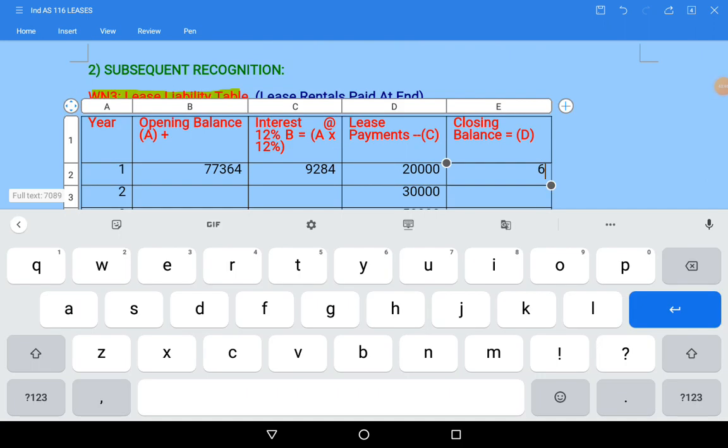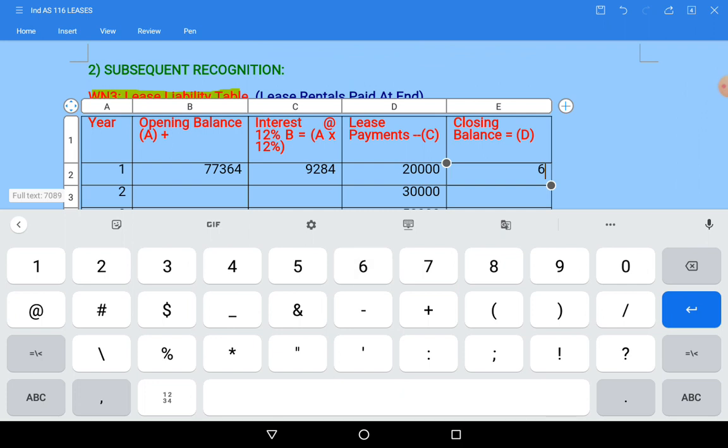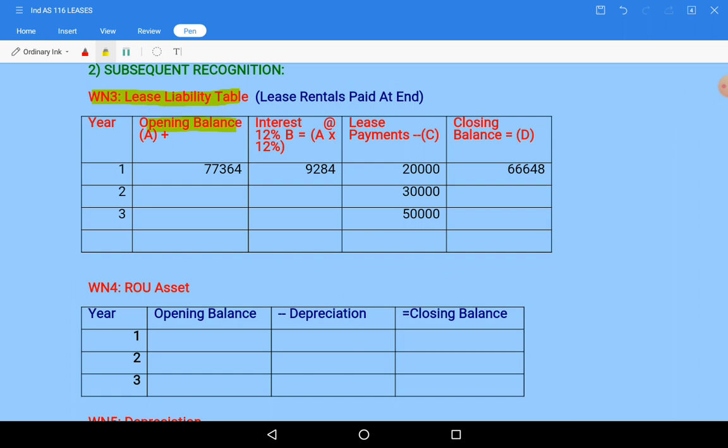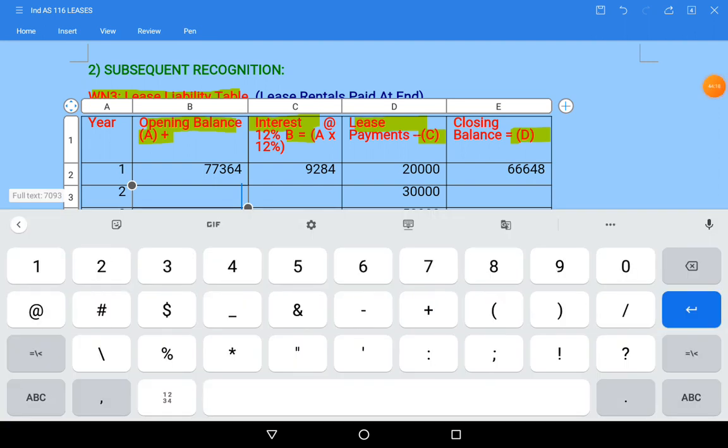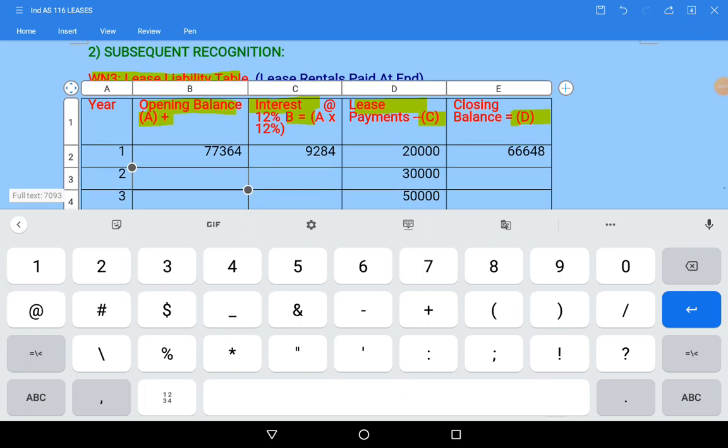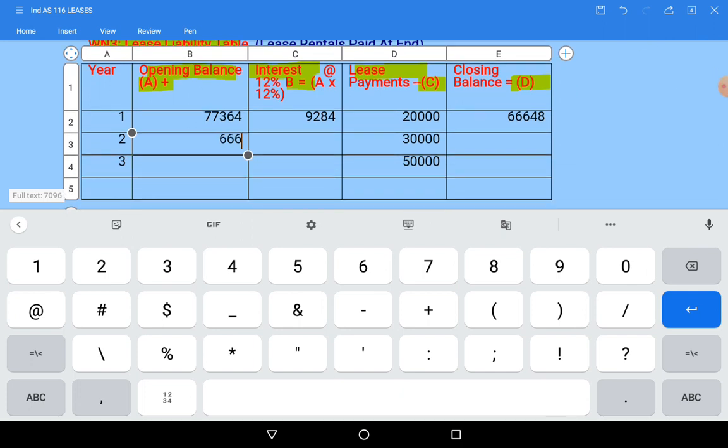So it is 66,648. How we got it: opening balance plus interest minus lease payments. A plus B minus C equals D. So next year, whatever your closing balance is, that will become the opening balance. Let's go a bit faster, you understood from here, right? 66,648. On this we need to calculate interest at 12%.